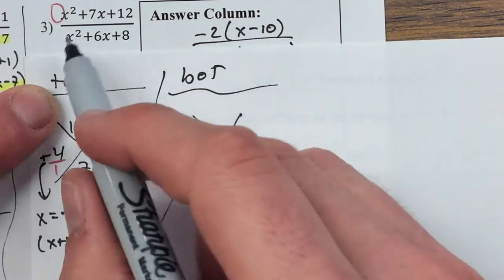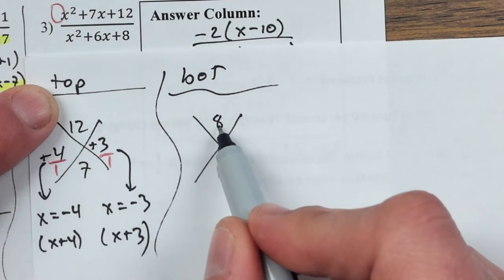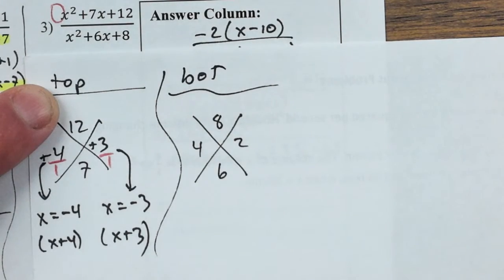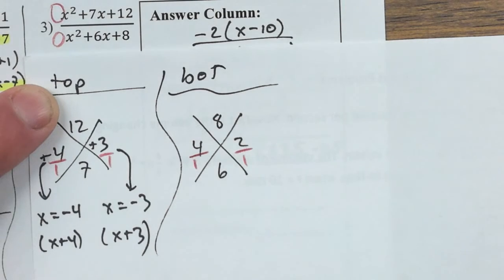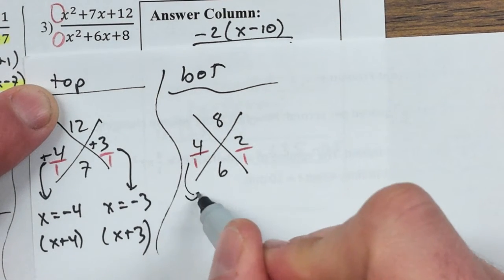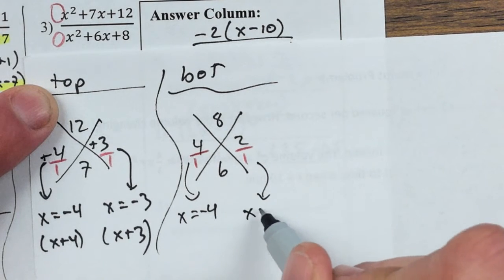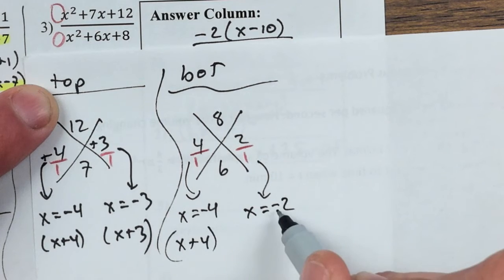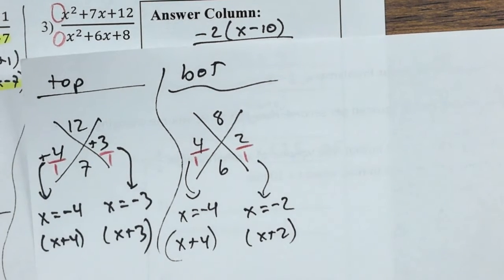So factor the bottom. 1 times 8 is 8, 6 on the bottom. Two numbers that multiply to 8 and add to 6 are 4 and 2. A is also 1 here, so divide both of those by 1. Positive 4 becomes negative 4. Positive 2 becomes negative 2. Add the 4 over and get x plus 4. Add the 2 over and get x plus 2. So that's the factors of the bottom.